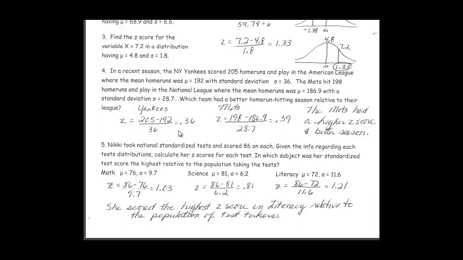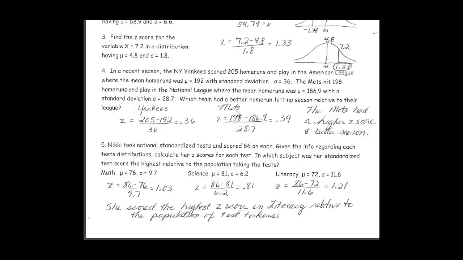So this is our setup for the z-score for the Yankees. Again, the data value of their home runs comes first, and we subtract the mean for the American League, which is 192, divided by the standard deviation for the American League. So the Yankees were within the American League. That data will be used in this formula. We end up with a z-score of 0.36.